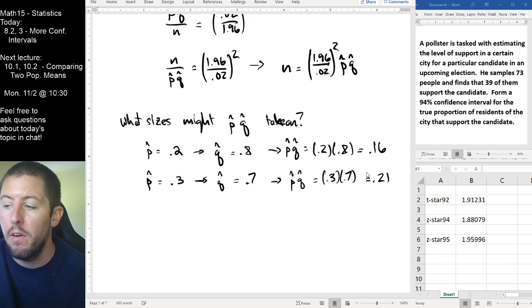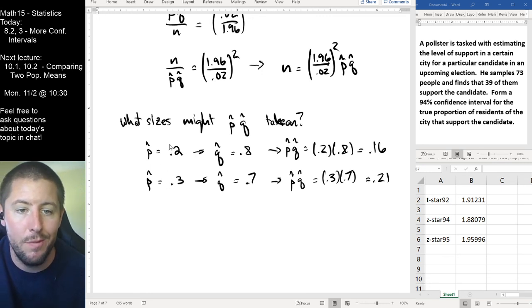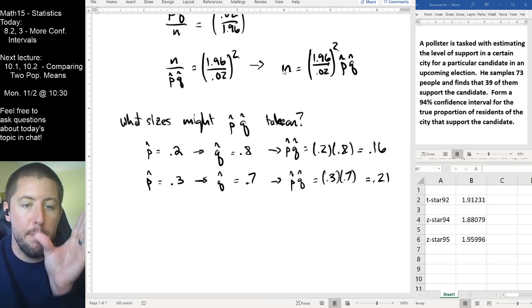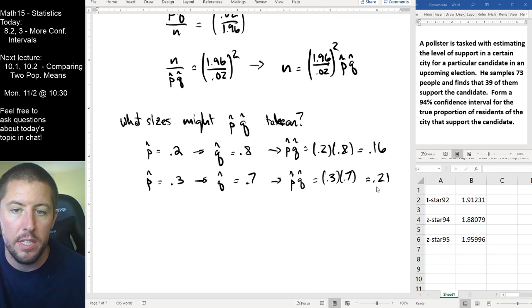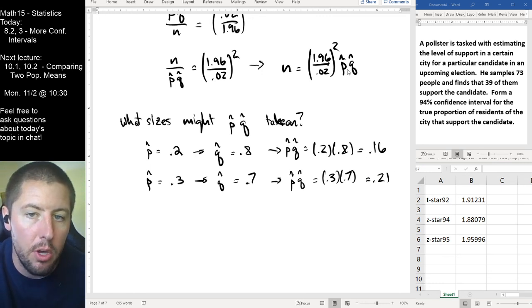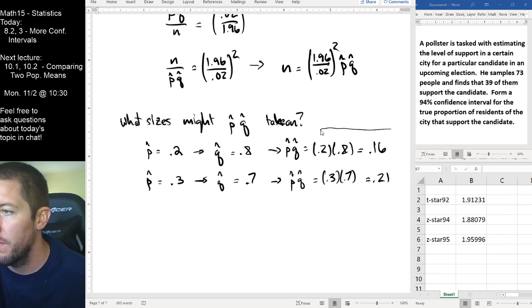Notice that it's a little bit bigger right here, suggesting that if our support was 30% instead of 20%, we would need a larger sample size to keep our margin of error small, right? We're interested in this quantity. This is our p hat q hat. And notice as p hat q hat gets bigger, the required sample size gets bigger. Let's say that here.